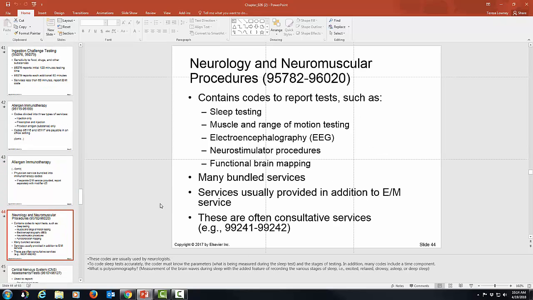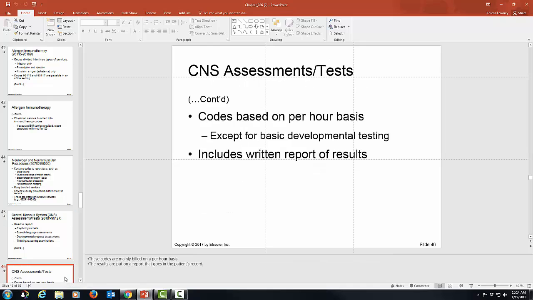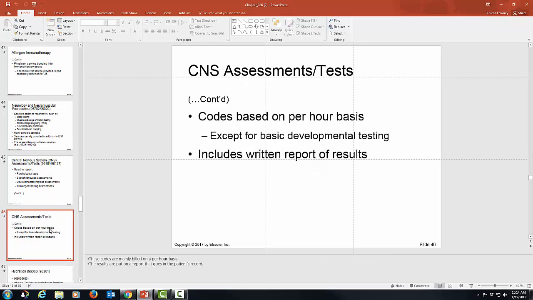Neurology and neuromuscular procedures. This is where all your sleep testing, your neurostimulator, your brain mapping, all of these tests are in this section. Central nervous system assessment and tests. All of these, again, when you think of testing, you think of this section because this is where all these things got bundled. Okay, and they're usually based on a per hour basis, with the exception of developmental testing. But every one of them has a written report. You have to have a written report or you can't code it.